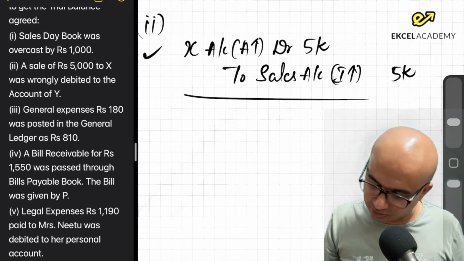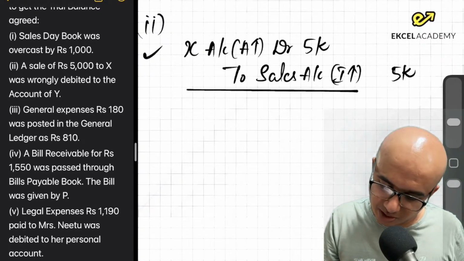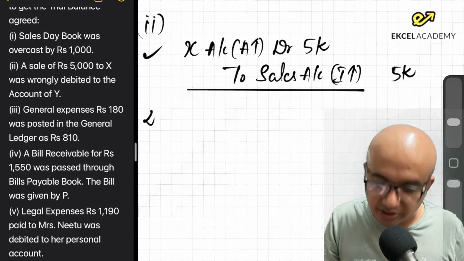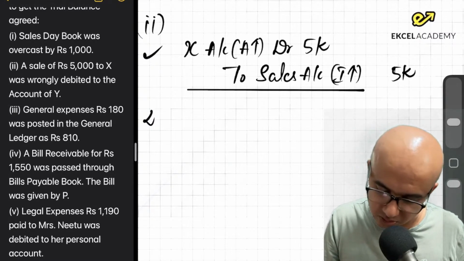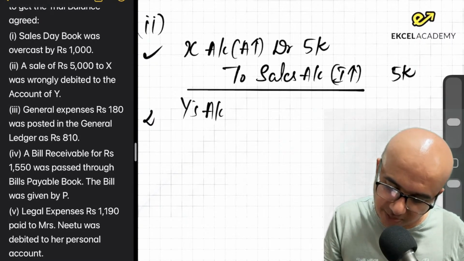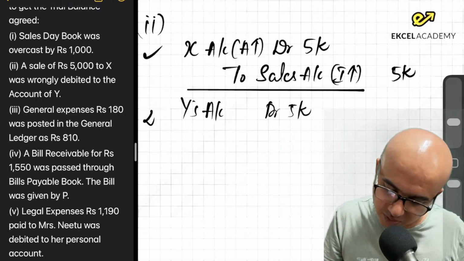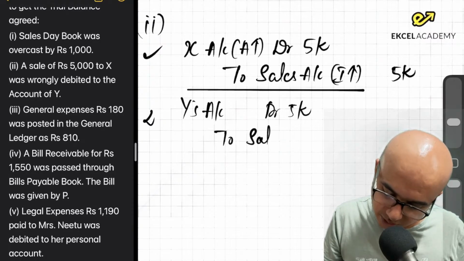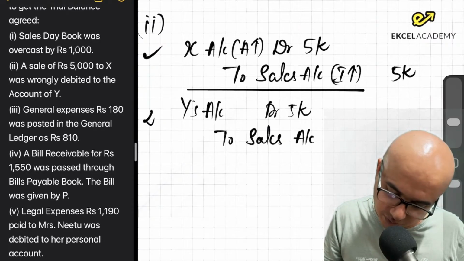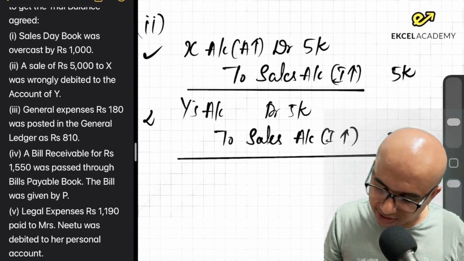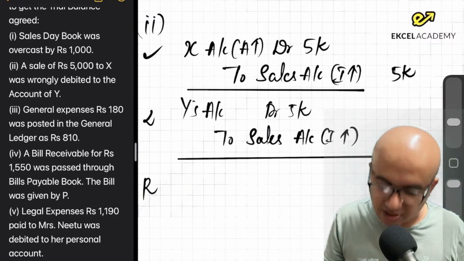Okay, so this is the entry which they were supposed to pass. So what did they do? They wrongly debited Y's account: Y's account debit 5000 to sales account. That means the credit part is still correct. So the rectification entry has to take care of only the debit part.